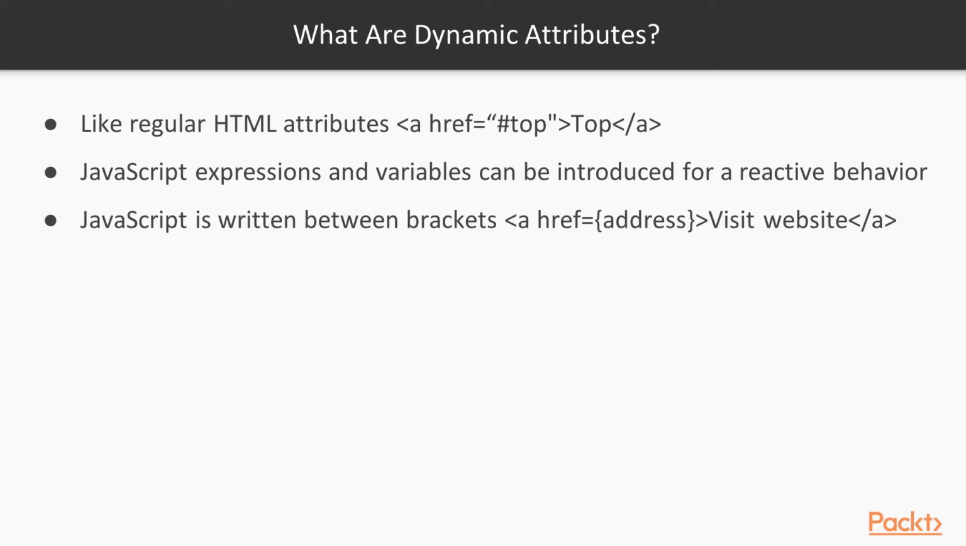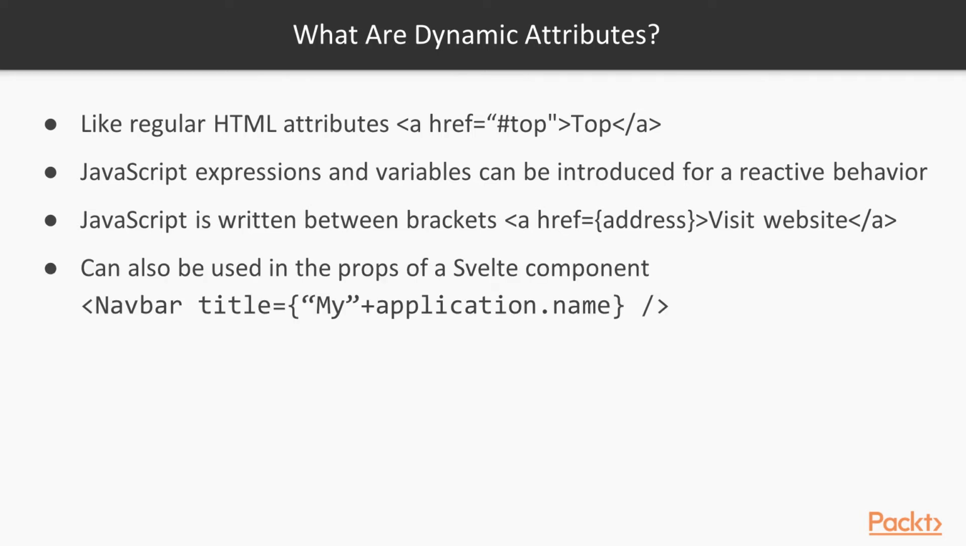Using this feature is very easy in Svelte. We only have to enclose our code between brackets and make sure that this is valid JavaScript code. That's how easy it is. The good news is that we can use these dynamic expressions in other parts of our code. We can use it also with the component props that we saw at the end of the previous section.